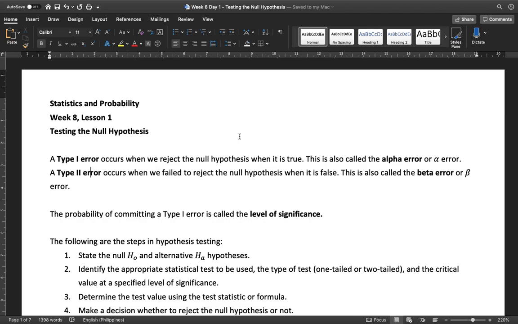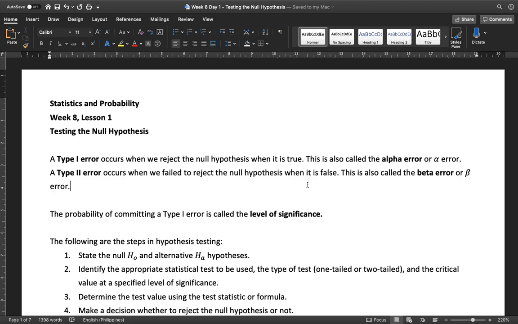Ngayon, in deciding whether to reject the null hypothesis or not, pwede tayo magkamali. May mga errors tayo. There are actually two kinds of errors that we can commit. The first one is a type 1 error. A type 1 error occurs when we reject the null hypothesis when it is true. So, totoo pala yung hypothesis pero ni-reject natin. Okay? That is a type 1 error. We call it the alpha error. Now, the type 2 error naman, we fail to reject the null hypothesis pero false talaga siya. So, this is what we call the beta error.